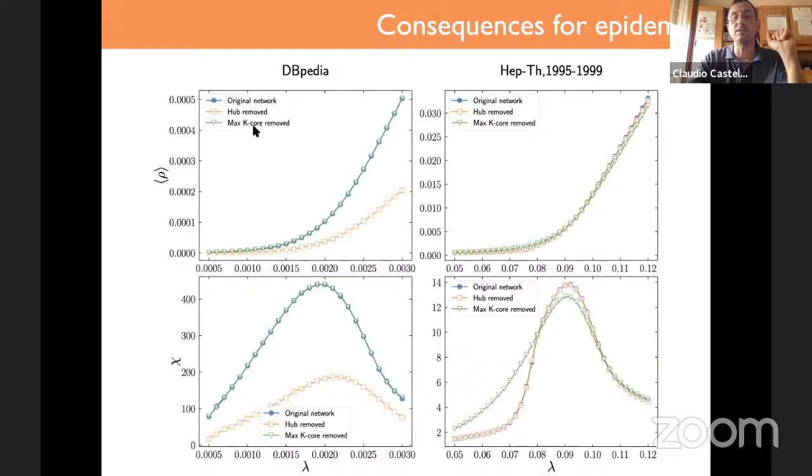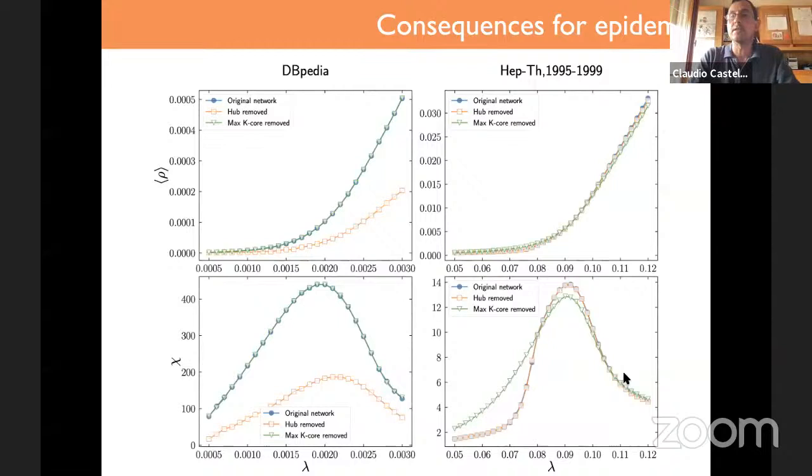On the other hand, this other network is strongly localized around the maximum k-core. In this case, if you remove the hub, nothing happens. But if you remove the maximum k-core, there is a sizable variation; in particular, if you consider the susceptibility, you see a very big change. Okay, this is for what concerns the adjacency matrix.